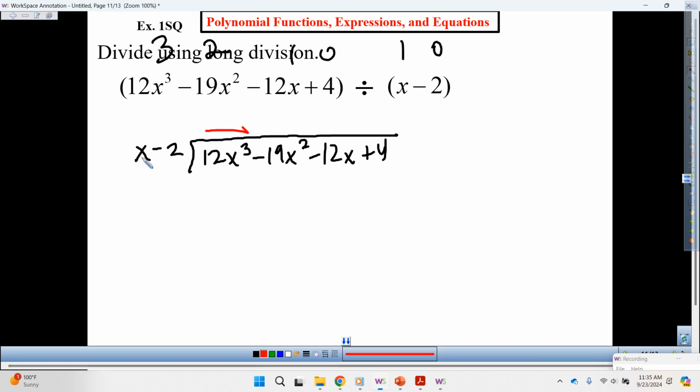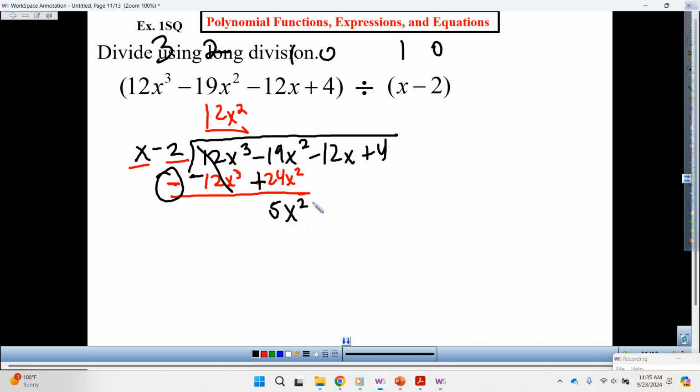So, what number times x gives us 12x cubed? That's 12x squared. So, 12x squared times x is 12x cubed. 12x squared times negative 2, that's negative 24x squared. We're going to subtract. What do we do with this negative? Distribute here and here. So negative times a negative becomes a what? Positive. So this cancels. We're left with 5x squared. Bring down the negative 12x.